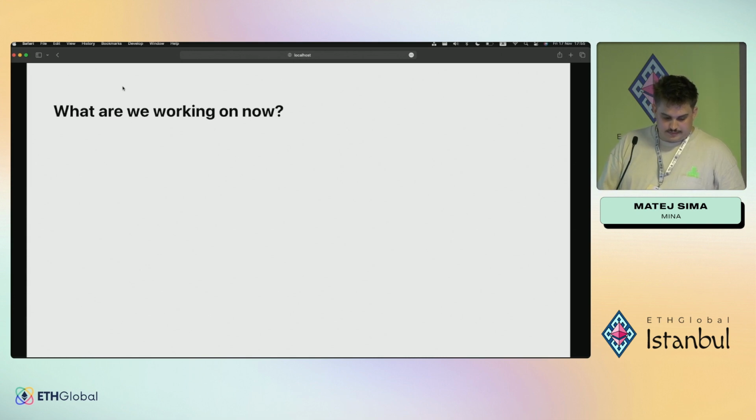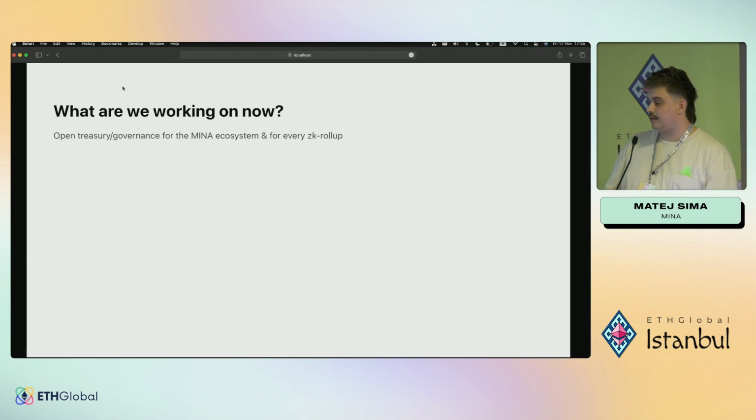All right. So what are we working on now? We've built a bunch of tooling, obviously, for zk rollups. Now we are transitioning, not stopping working on the tooling, but also focusing on the product side of things. So we're building an open treasury and governance system for the Mina ecosystem itself, or for every zk rollup built with the Protokit tooling.